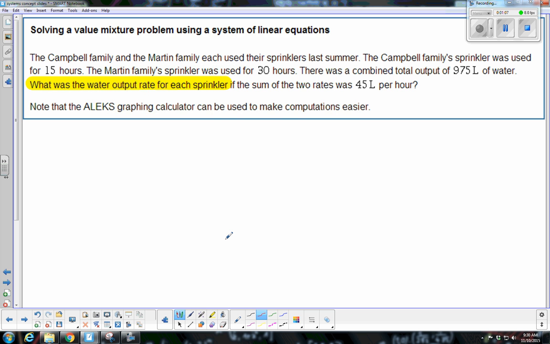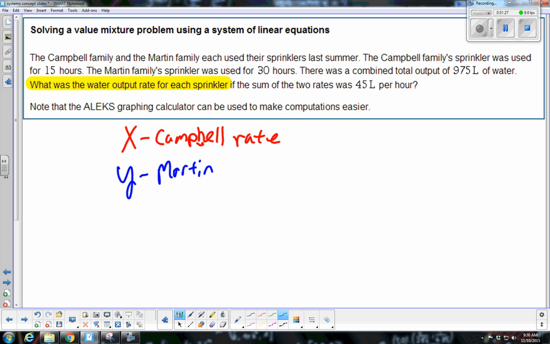Okay, so if x, we'll just call the Campbell's rate, that's their rate, and y, we'll do y is the Martin rate. So you got to know what you're looking for first. We're looking for rates. So let's use some words here. It says the Campbell family sprinkler was used for 15 hours. Okay, and then the Martin family was used for 30 hours, and their combined total output was 975.